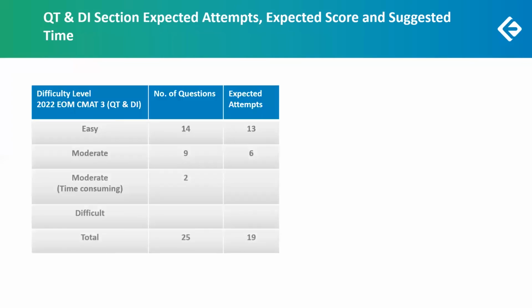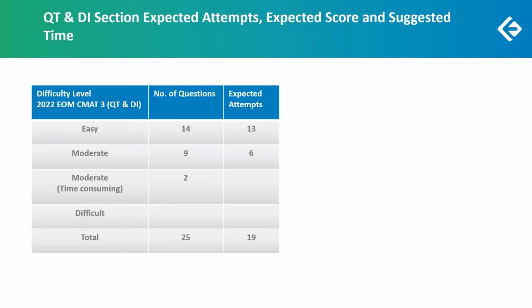Now we can look at the expected attempts, expected score, and suggested time for this section. First of all, in this section there were a total of 14 easy questions, 9 moderate questions, and 2 moderate but time-consuming questions. We expect that the average well-prepared student should have attempted 13 of the 14 easy questions, because these were quite easy and should not have been missed. These were a gift. This would have helped you to maximize your marks.